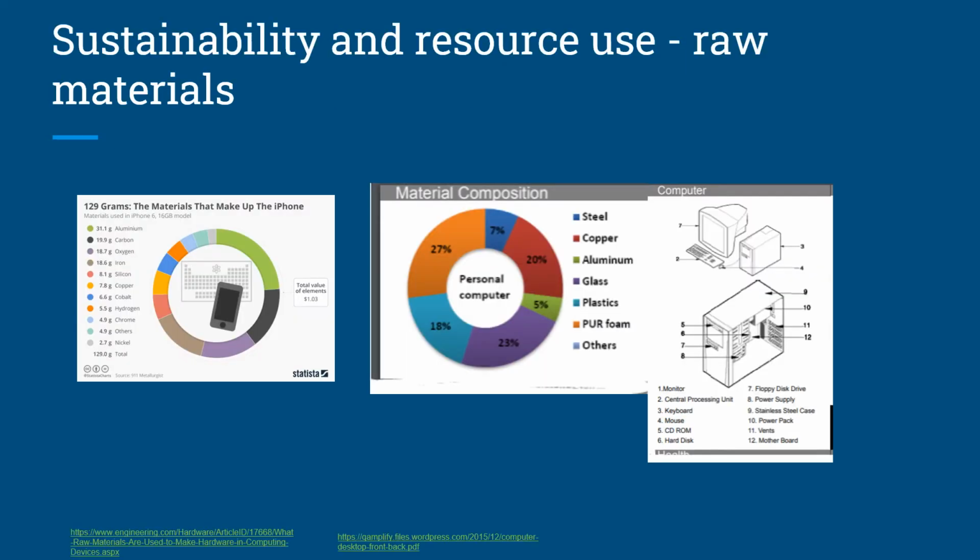When we talk about computer sustainability, there are really two major categories. The first of which is raw materials, the resources that go into making computers and iPhones and smartphones. You can see aluminum and steel and copper, and silicon. These are very prevalent materials and resources that are present in our phones, in our daily lives.